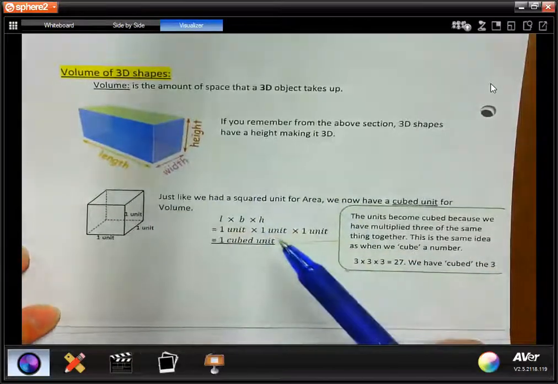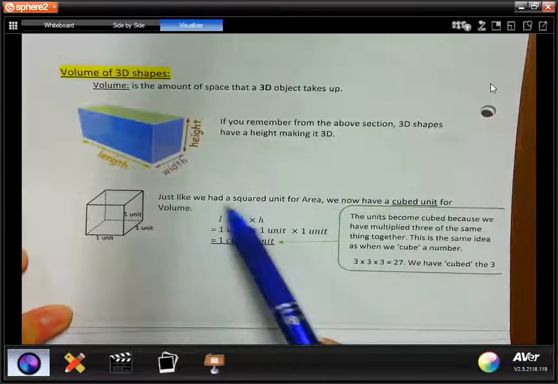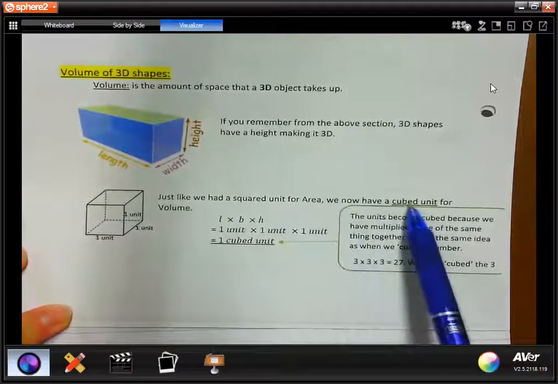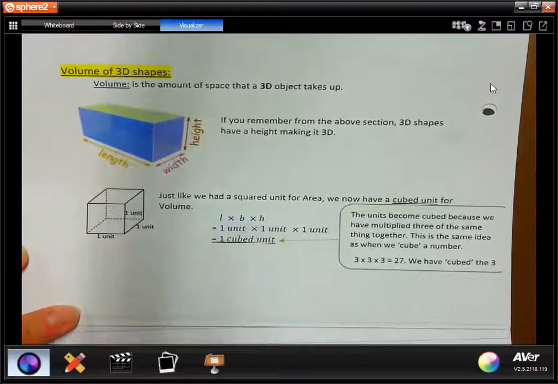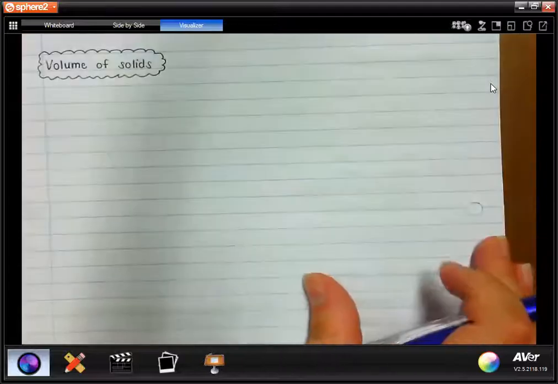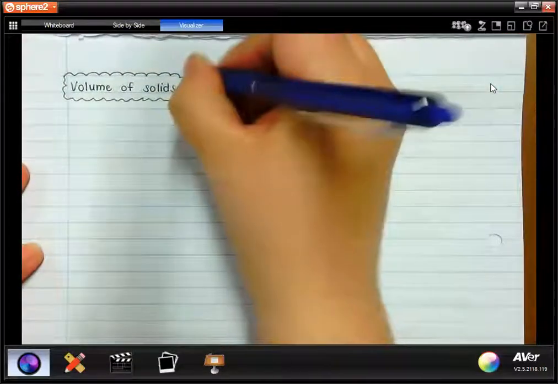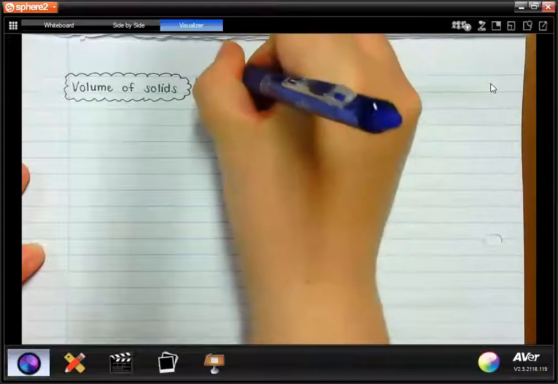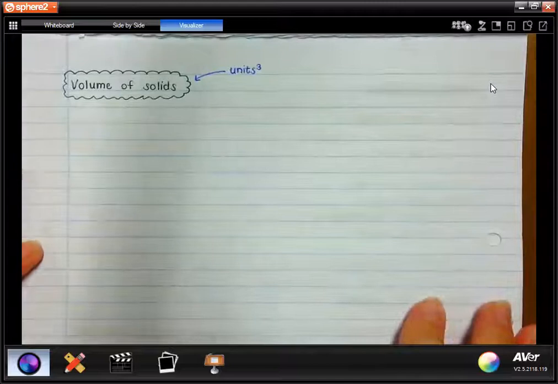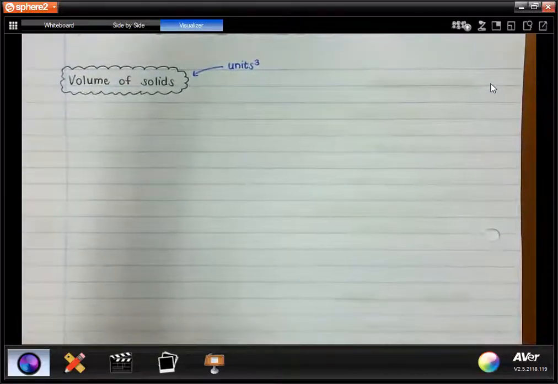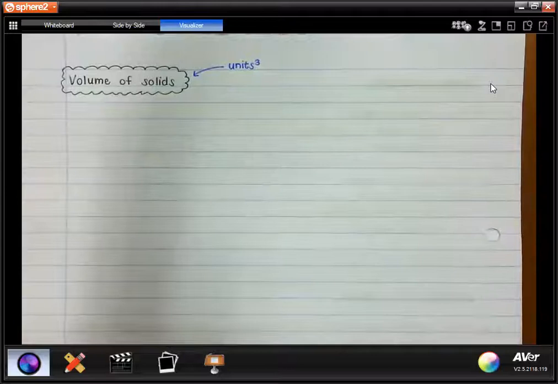All right, so there we can see that diagram. Just like we had a squared unit for area, we now have a cubed unit for volume. Guys, some of you used millimeters cubed and so on for the area questions in the test. All right, millimeters or centimeters or meters or whatever cubed, that is only applicable when we get to volume. Okay, so let's just make a little note here on the side. It's going to be whatever the unit is cubed. All right, so units cubed. So if it's millimeters, you're going to write your answer as millimeters cubed. If it's centimeters, you're going to write your answer with centimeters cubed.